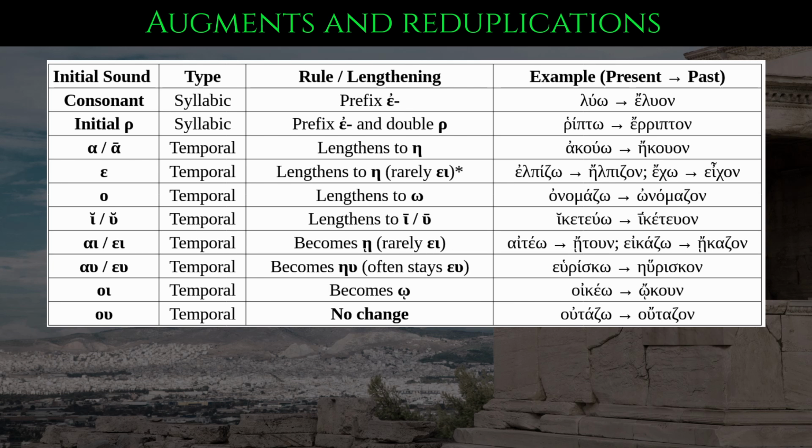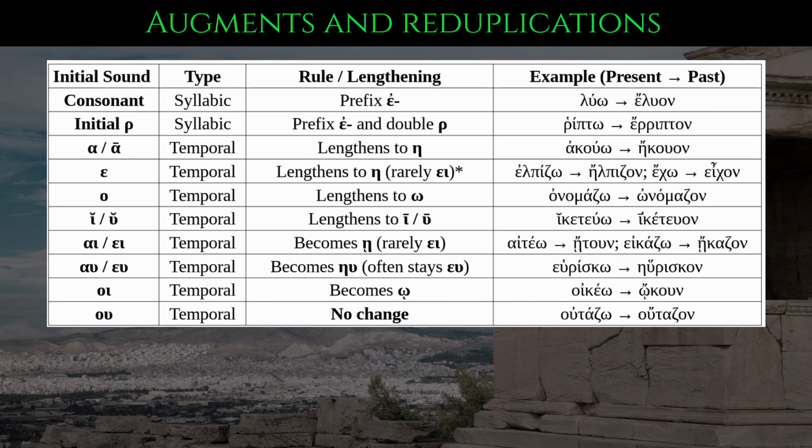So, starting with the augments, here we have this lovely table, and don't worry, we will go through it step by step. As you can see, on the left side we are starting with the initial sounds. Then we have the type. As you can see, we have two different types. And actually, only the consonants are syllabic. All of the vowels and diphthongs are temporal. We will see what that means in just a moment.